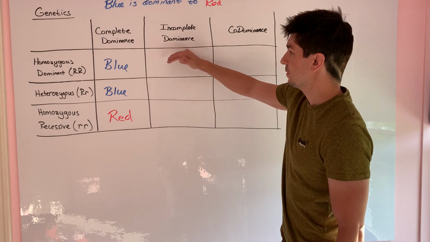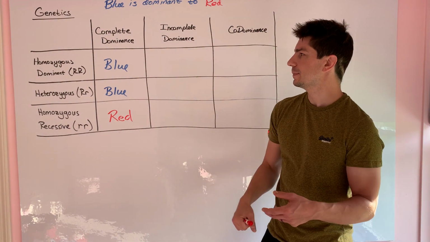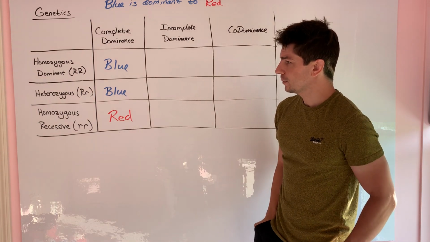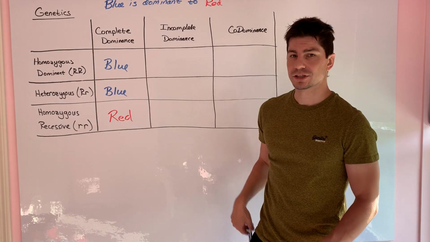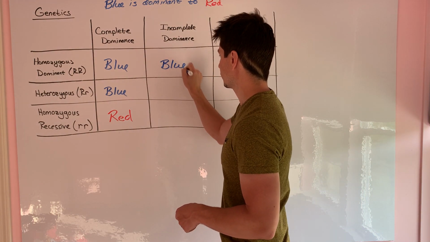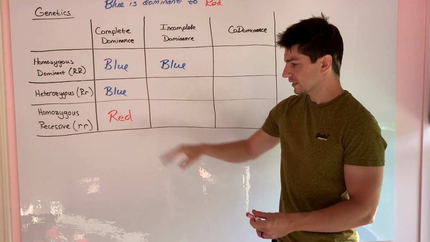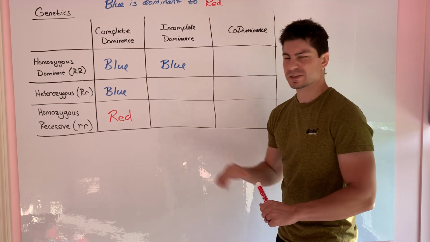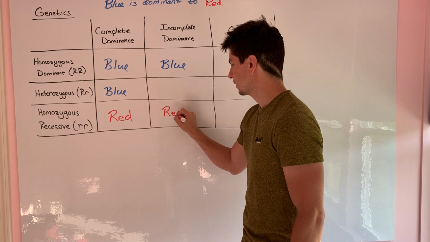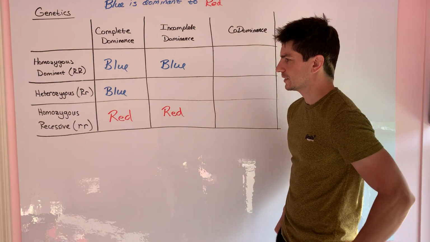Now, let me move over to incomplete dominance. If they give you a Punnett square problem and it says, hey, this is inherited by incomplete dominance, here's what we do here. Homozygous dominant doesn't change. Nothing changes there. It's still going to be blue because blue is still dominant to red. Everything's good. Homozygous recessive, I'm skipping down to the bottom. I'm skipping heterozygous for now. Nothing changes there. We're still going to be red. We're all good.